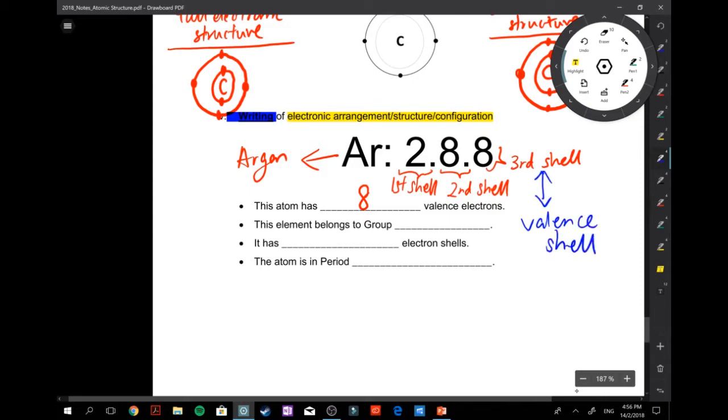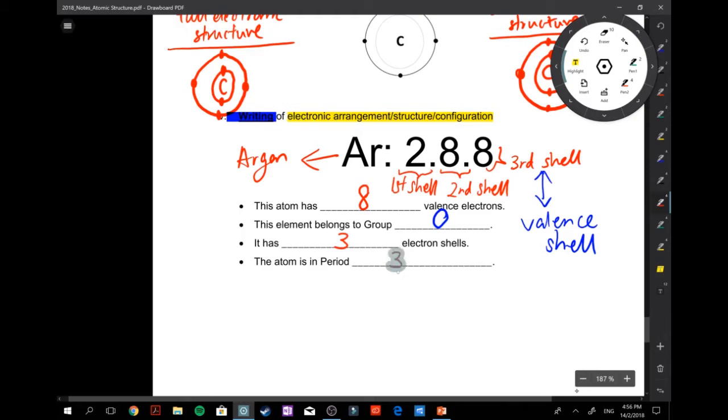In addition, you also will learn that this element actually belongs to group 0. Why is it group 0? We'll talk about this at a later part of the last page of this particular note. And how many electron shells does this element have? It has a total of 3 electron shells, shown clearly by the numbers that you see over here. Last but not least, which period is this element found in? And in this case, it's actually period 3.